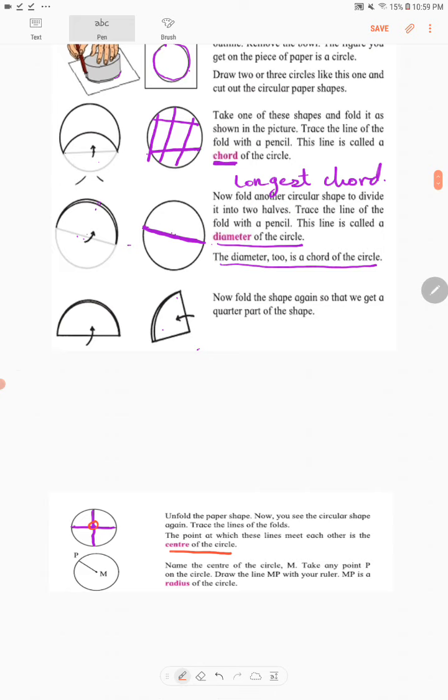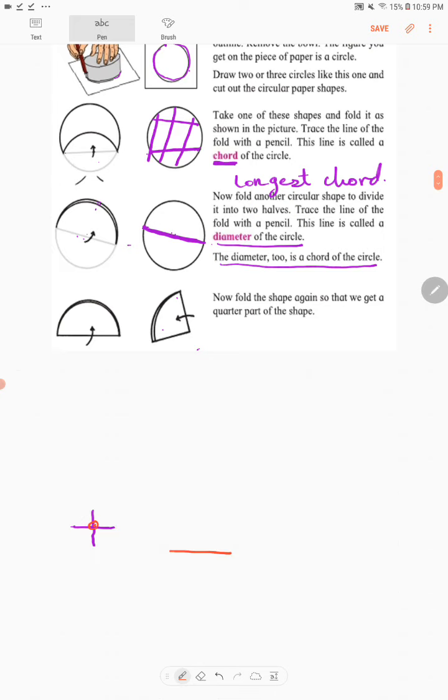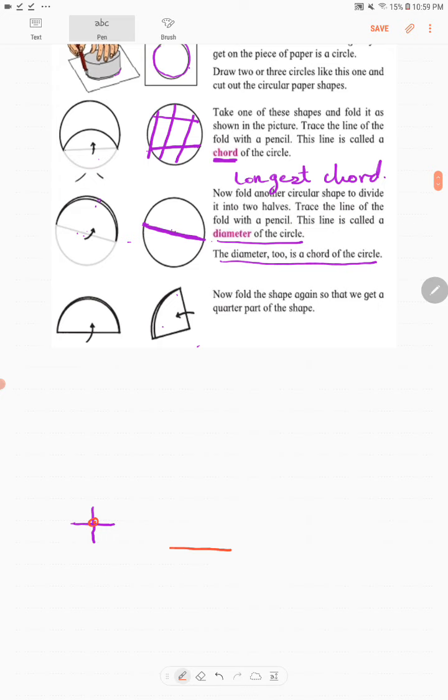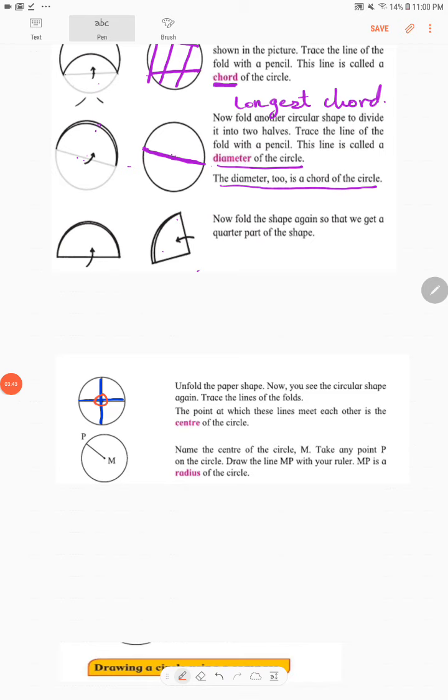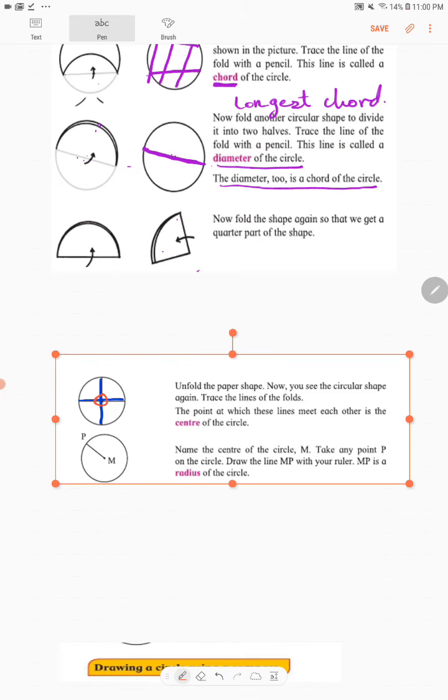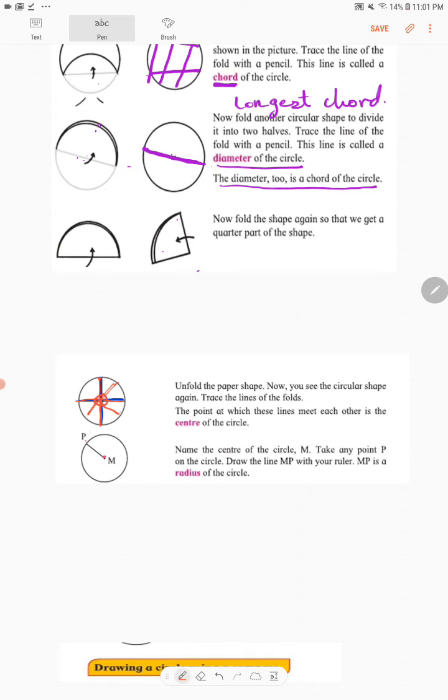Now from the center of the circle, if I draw one line, this line or this line or this line, from the center of the circle, here the center is named as P, and here the center is named as M. This is called the radius of the circle.